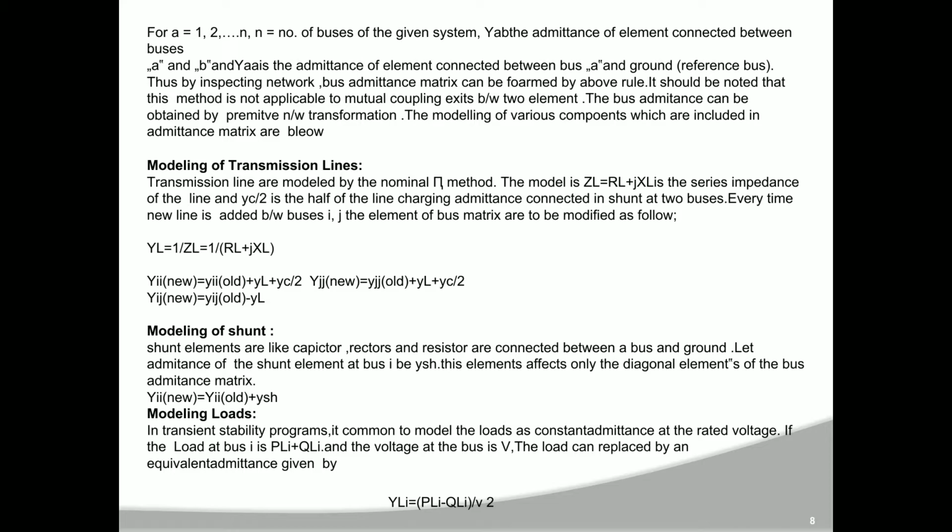Modeling of transmission lines. Transmission lines are modeled by the nominal pi method. The model has ZL equal to RL plus jXL, the series impedance of the line, and YC by 2, half of the line charging admittance, connected in shunt at the two buses. Every time a new line is added between buses I and J, the elements of the bus matrix are to be modified as follows: YL is equal to 1 by ZL, equal to 1 by RL plus jXL.